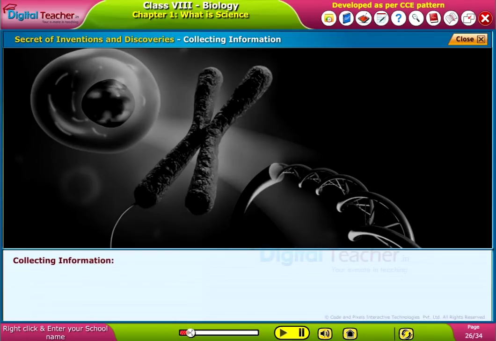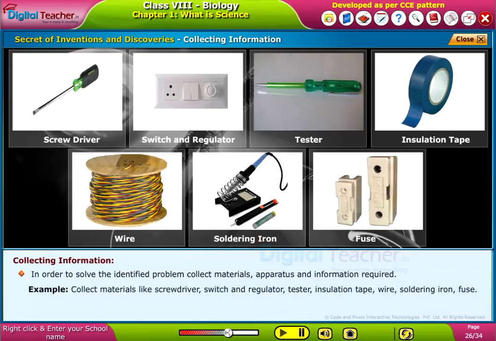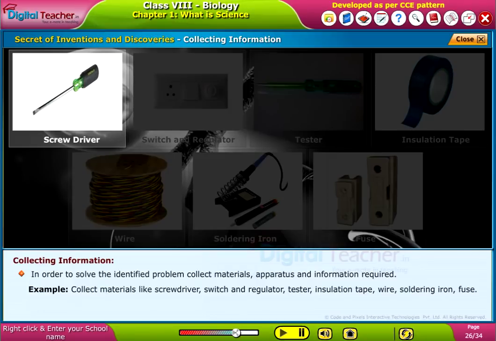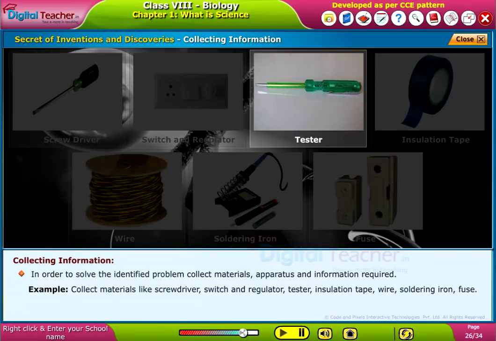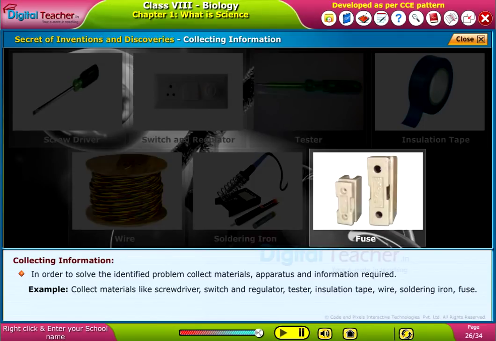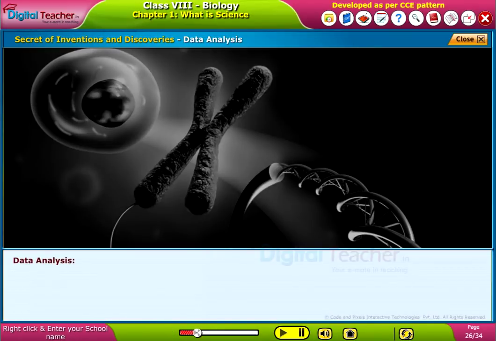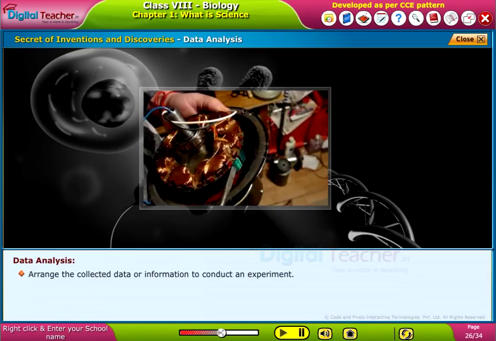Collecting information. In order to solve the identified problem, collect materials, apparatus, and information required. Example, collect materials like screwdriver, switch and regulator, tester, insulation tape, wire, soldering iron, fuse. Data analysis. Arrange the collected data or information to conduct an experiment.